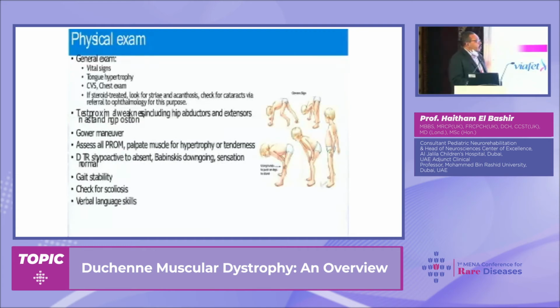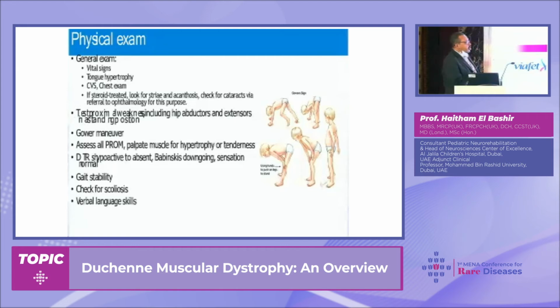A physical exam: these are the things we fill in our form. Vital signs, tongue hypertrophy, cardiovascular, chest. If they are steroid treated, you look for striae, acanthosis. We check for cataract regularly with the ophthalmologist.